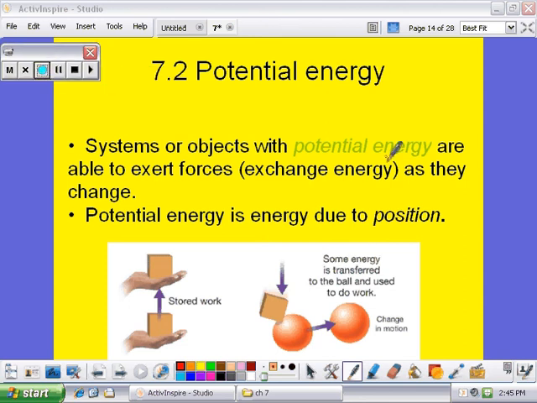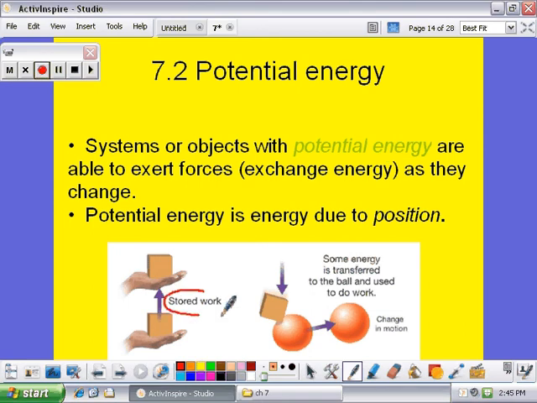Potential energy versus kinetic energy. We're going to first focus on potential energy. Systems or objects with potential energy are able to exert forces, exchange energy as they change. Potential energy is energy due to position. So depending on the position, the potential energy changes.